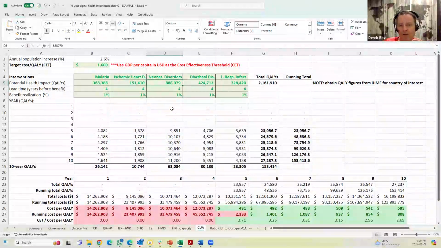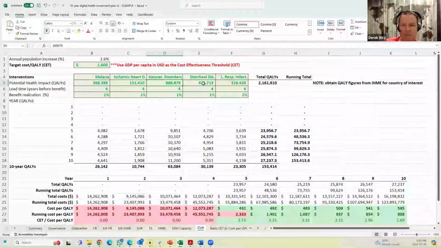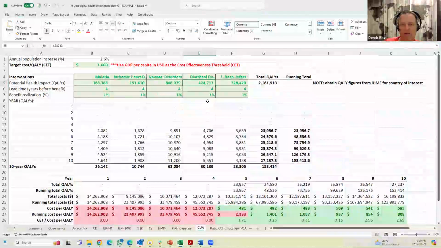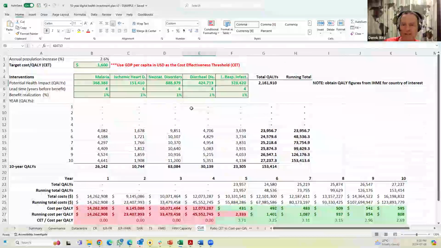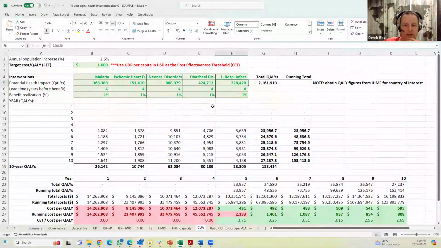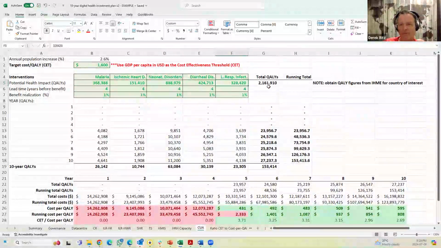890,000 lost to neonatal disorders, the things that are addressed by childhood immunization. 424,000 life years lost to diarrheal disease. Now, these are not deaths. These are life years lost. A DALY isn't a death. It's a life year lost. And lower respiratory infections, that's influenzas, 328,000 life years.